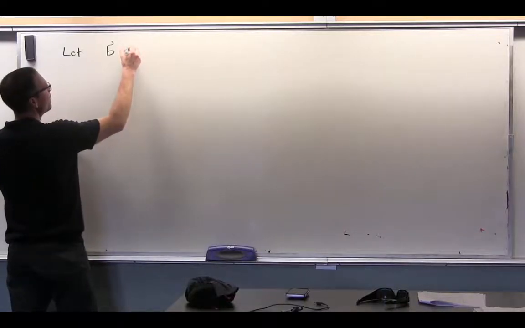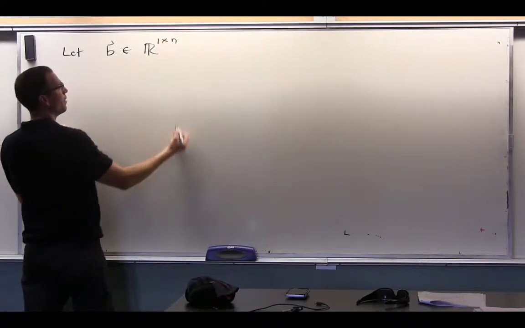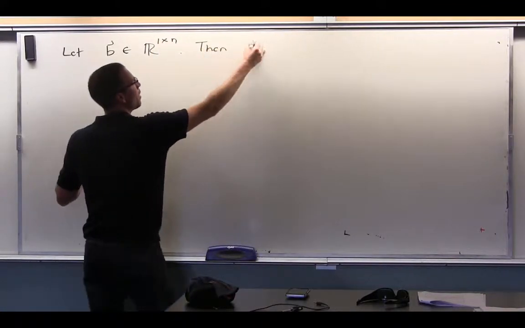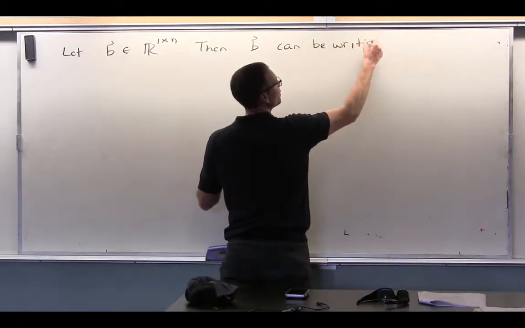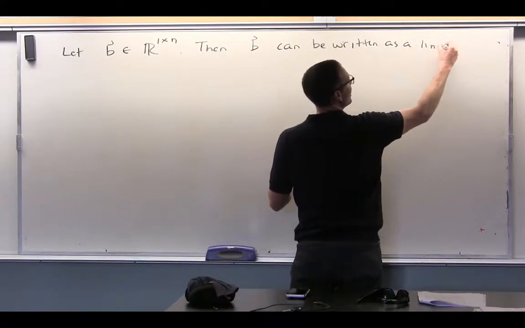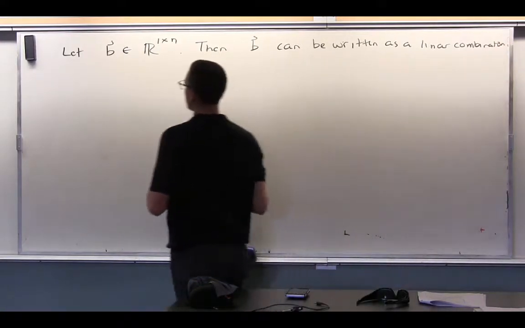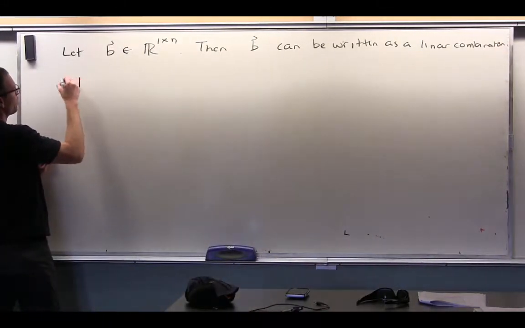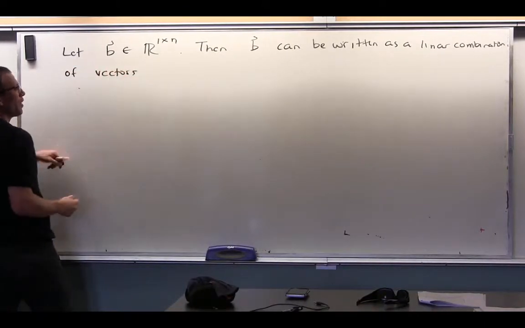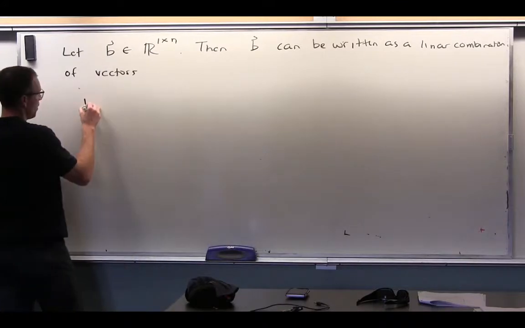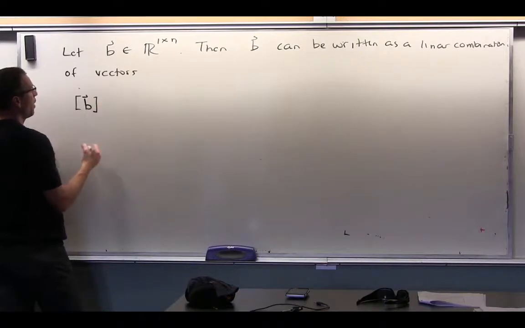Let B be an element of R 1 by n. Then B can be written as a linear combination of vectors, and this is where things are going to get a little bit crazy. You have to do something a little different here.